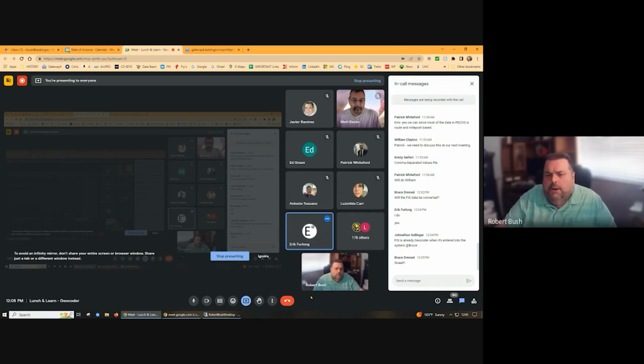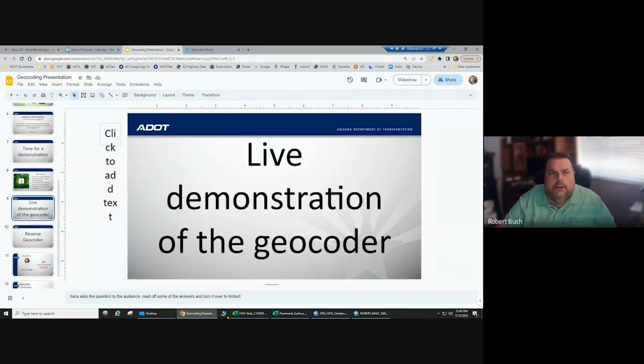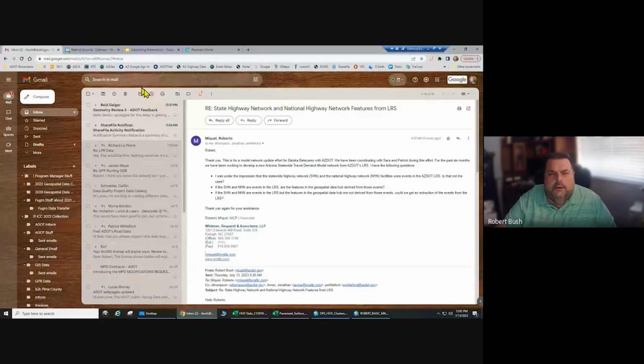And your email address is? What's that? Your email address is? R. Bush, Robert Bush. Okay. rbush at azdot.gov. I'm going to go back to my work computer here and go in here. I don't have any notification yet.